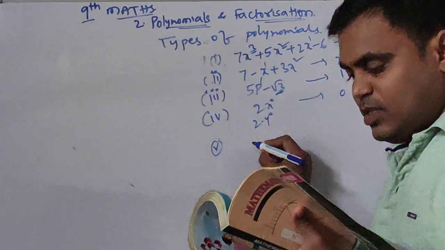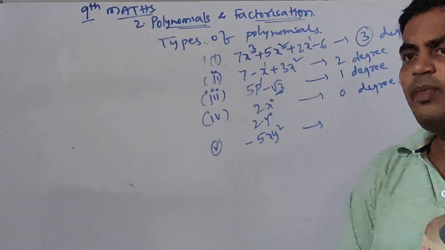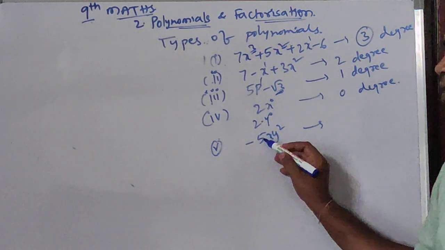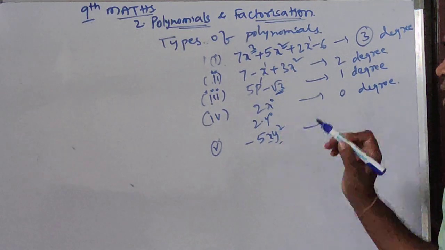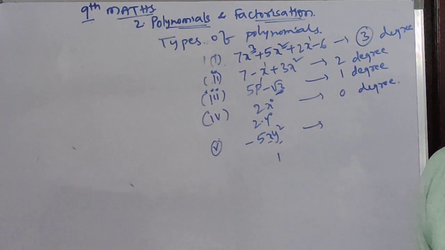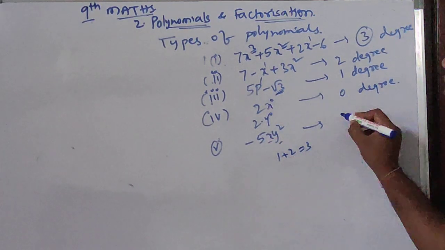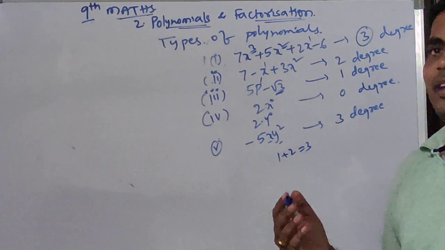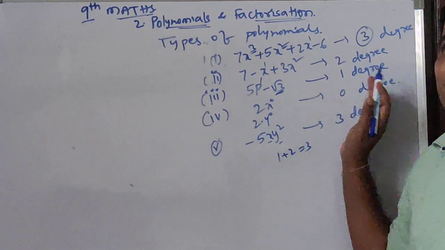Okay, next one, fifth, minus 5x y square. If we consider this polynomial, the coefficient is minus 5. What are the variables? Both x and y. So x and y are in terms of a product. So we should keep x power how much? 1. What is the power of y? 2. Add 1 plus 2 equals 3. So this 3 is called the degree. Mostly you are thinking, the power of y is 2, so it should be the maximum, that's why degree 2.